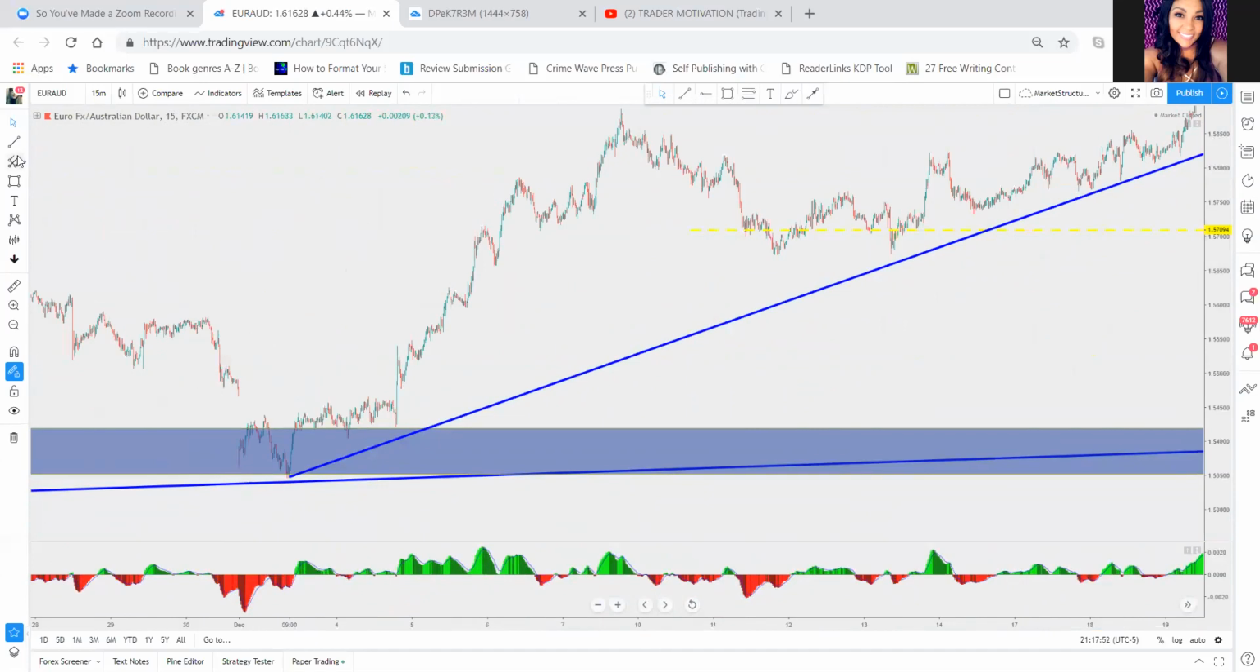The market moves in 3 ways. You have your impulse, which was here, a correction. Guinevere, could you repeat that again? Yes, and I'm going to type it out as well. You had an impulse, a correction, and then a continuation.